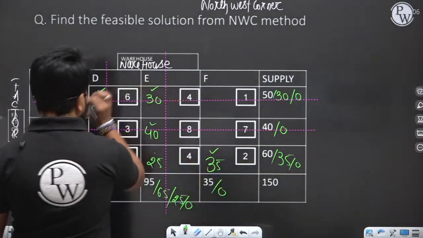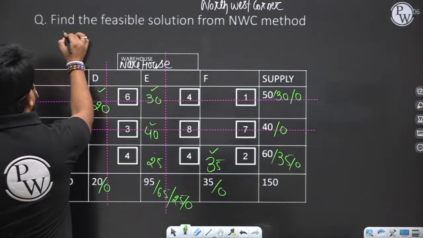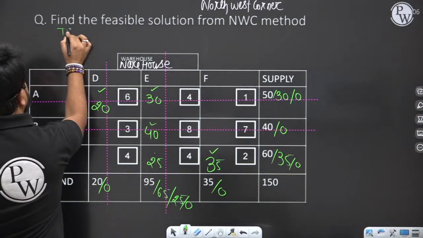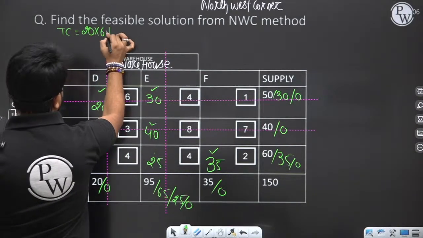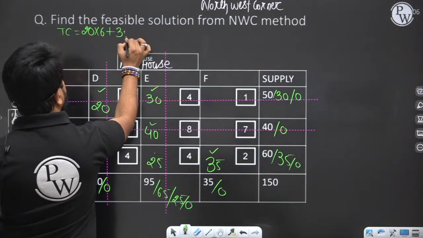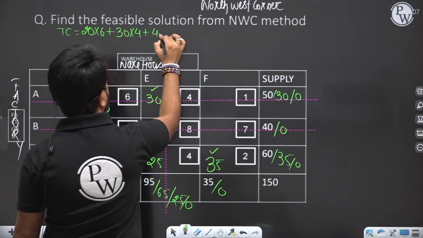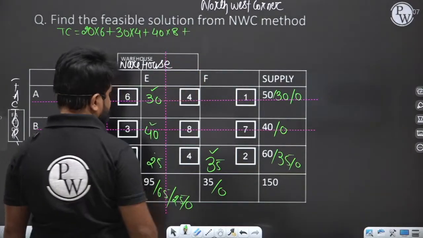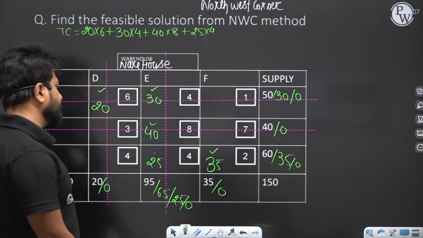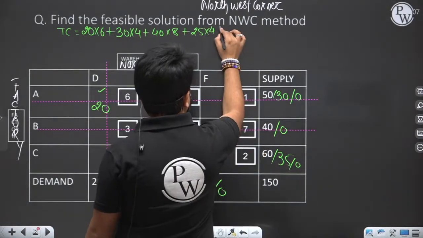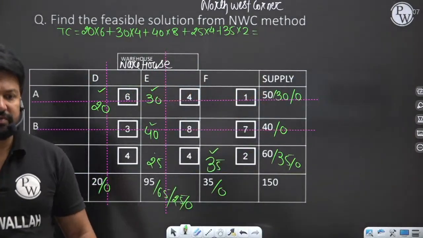So what is the feasible solution? The feasible solution is 20 into 6, because 6 is the transportation cost. So the transportation cost here is 20 into 6 plus 30 into 4 plus 40 into 8 plus 25 into 4 plus 35 into 2, which will be the total transportation cost.